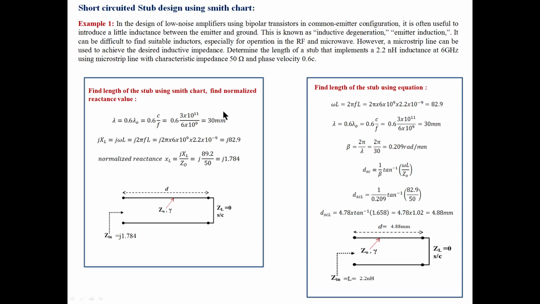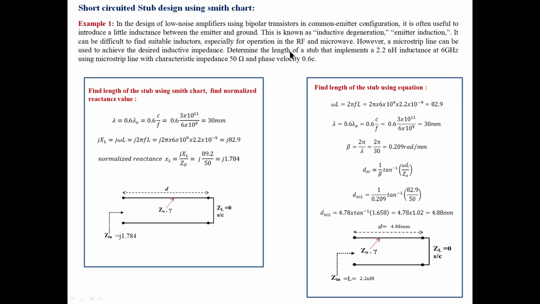Okay, so what we discussed in the earlier class is how to implement a short circuited stub to implement an inductor and a capacitor, and how to find the length of this stub to implement a required value of inductor. That we studied in the earlier class. It is easy to find using a Smith chart instead of using an equation. For a given component value, whatever it is, find the equivalent reactance and divide that by the characteristic impedance to get the normalized reactance.